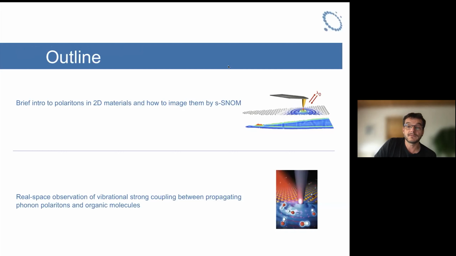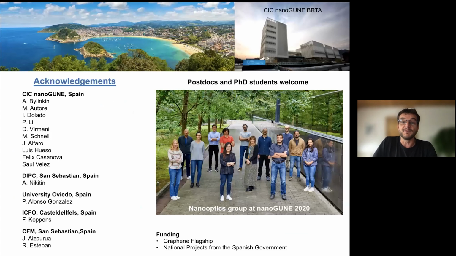So in the first part, I want to introduce a little bit polaritons in 2D materials, and how we can image them by a technique called scattering-type scanning near-field optical microscopy. That's the technique that is commercialized by the company Neaspec that was mentioned before. And in the second part, I want to specifically talk about strong coupling between these phonon polaritons and molecular vibrations.